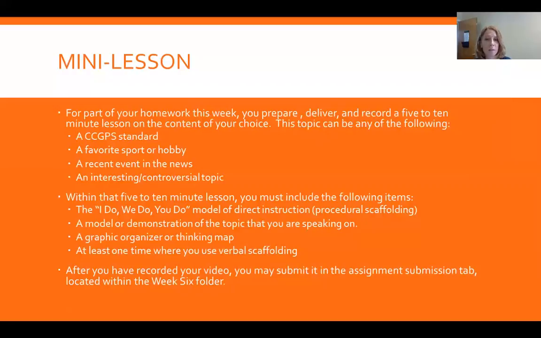So again, this is not something that should be very difficult. It's just you presenting a quick mini lesson where you're teaching. We would then try to do an I do, we do, you do direct instruction model, including all of those 3 characteristics.